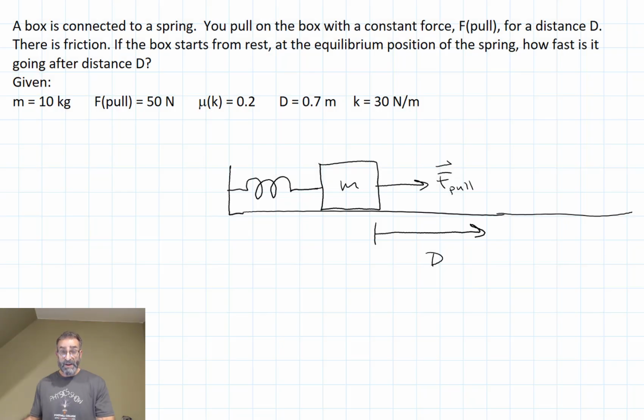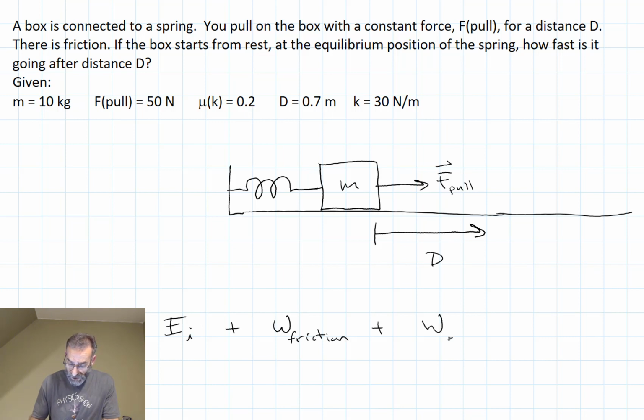Here's a problem we want to solve using energy conservation. A box is connected to a spring. We pull on the box with a constant force, F pull, for a distance d. There's friction. If the box starts from rest at the equilibrium position of the spring, how fast is it going after the distance d? Let's write out our energy equation. Initial mechanical energy plus the work done by friction plus the work done by external forces is equal to our final mechanical energy. We have to know what's in our system and what isn't.